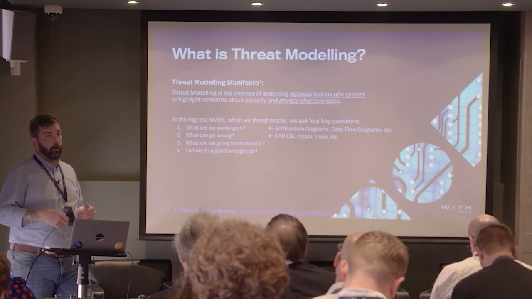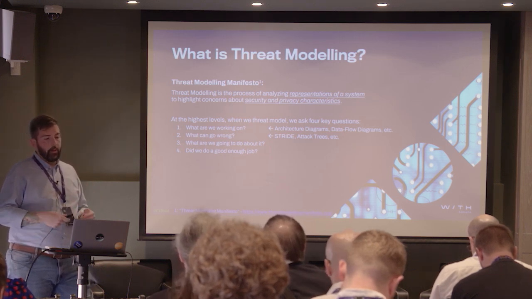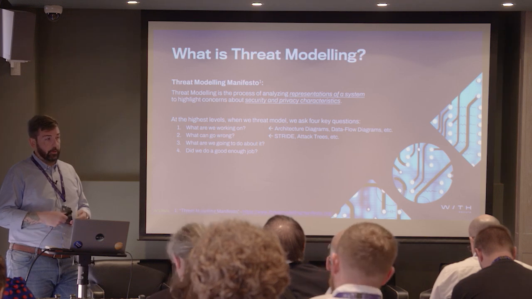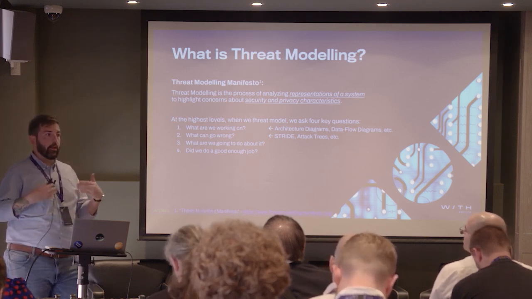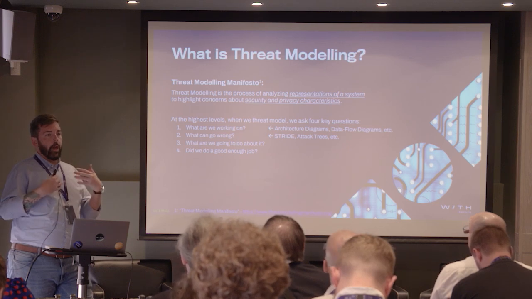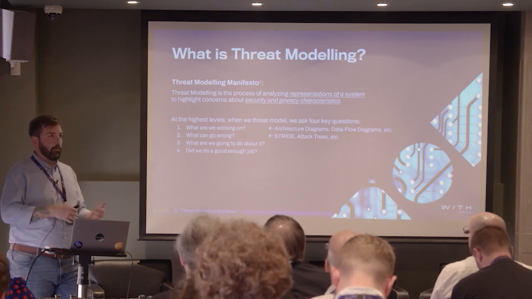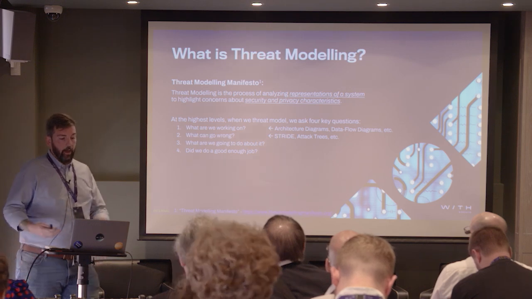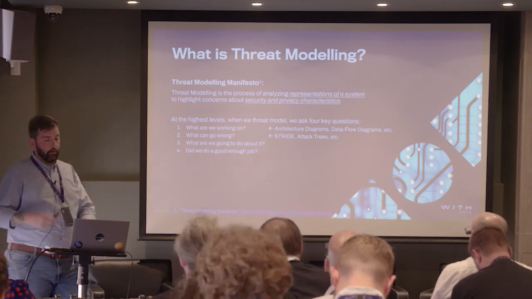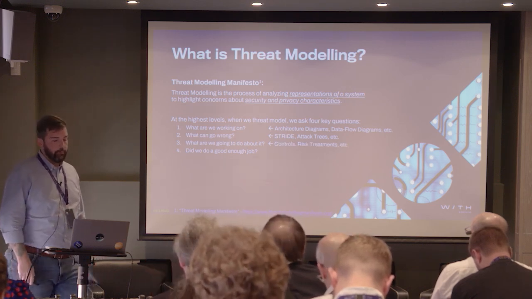Then we ask what can go wrong, right? This is where the core of threat modeling takes place. This is when we use tools like STRIDE, tools like attack trees, to begin to think like an attacker and try to imagine how the system could be used against the initial design, against the intended design. This is where we highlight the security and privacy characteristics from that first quote there.